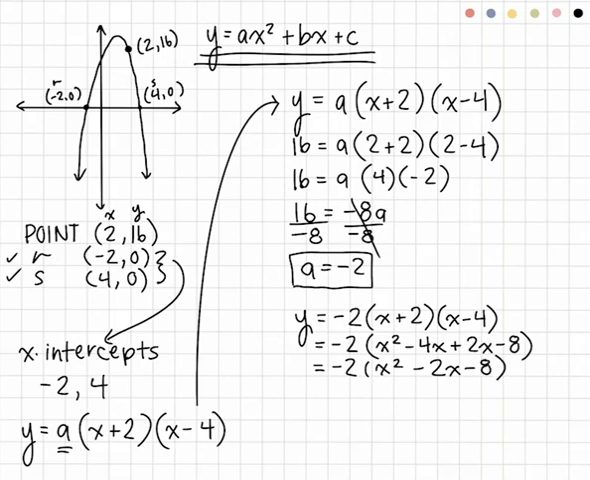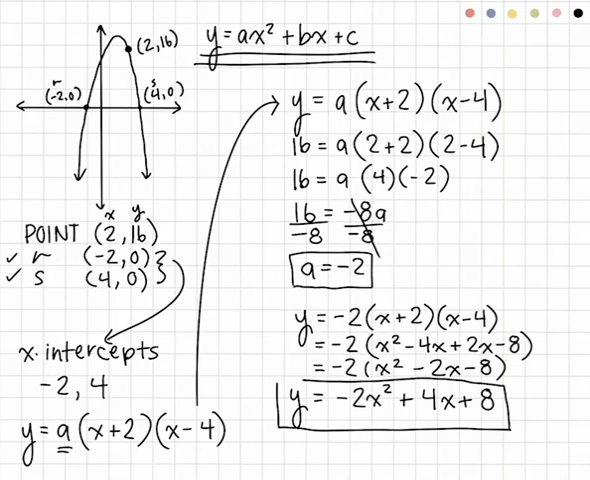I'm going to continue expanding and simplifying by using the distributive property. Everything inside the brackets can be multiplied by what's outside the brackets. So I have y equals negative 2 times x squared, which gives me negative 2x squared plus 4x plus 8. Okay, so that is how we write an equation in standard form using the parabola that has been given to us.